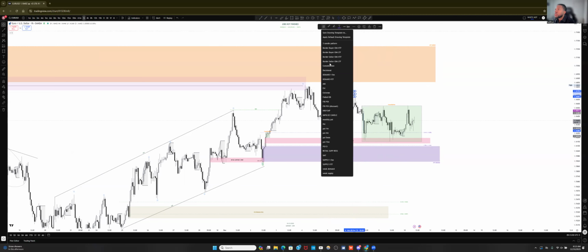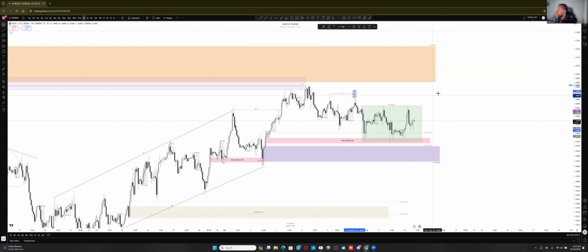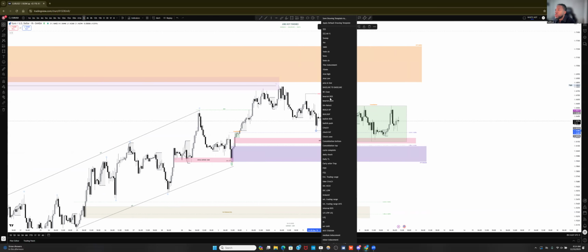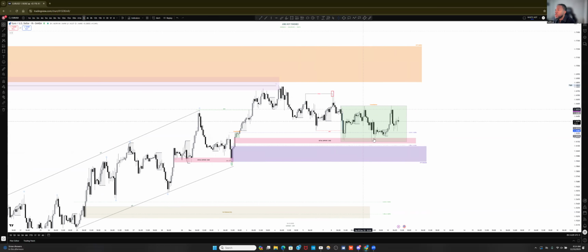Just for context, today is December 10th. It is currently 9:13. We are in the New York session. Okay, so the last thing we've had right here, I can see, was this break of structure. This was the last bearish break of structure we had. And then price came here. Looks like yesterday we had this medium inducement.